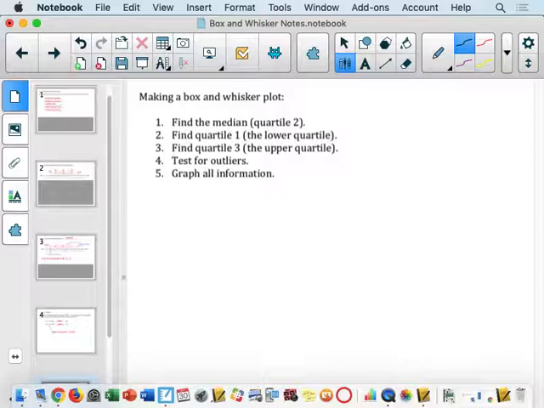Quartile 1 is the median of the bottom half of the data. So when you find the median, step number 1, you are dividing your data set into 2 halves. Then step 2, quartile 1, this is the median of the lower half.